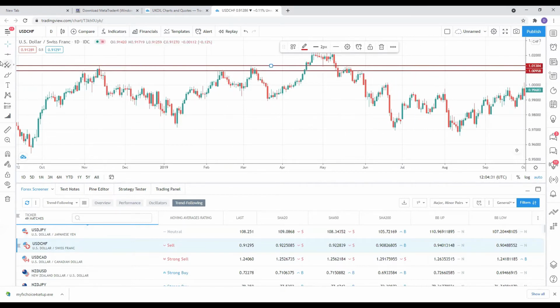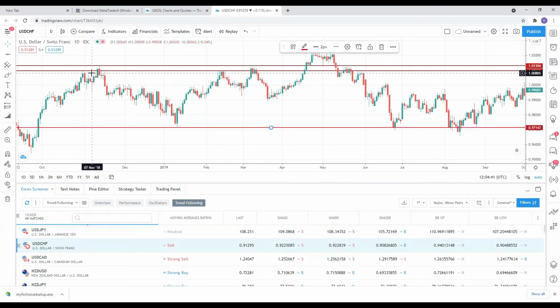So let's determine potential areas of support. This could be a potential area of support. How do I determine this is a potential area of support? The price of the asset went down, bounced off, went up, came down, bounced off. So 2 touches. This suggests an area could be potential support. Two touches suggests an area could be potential support.